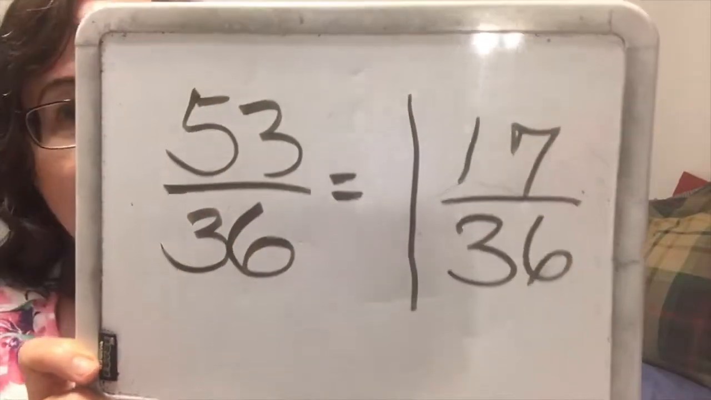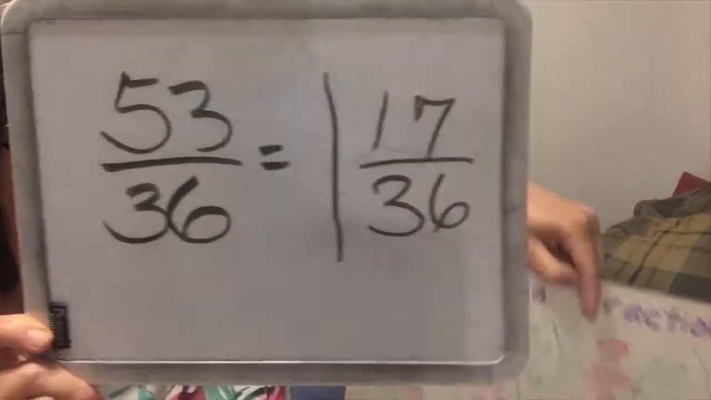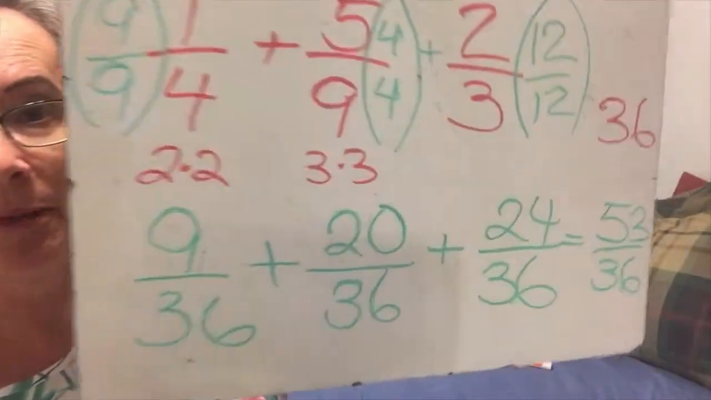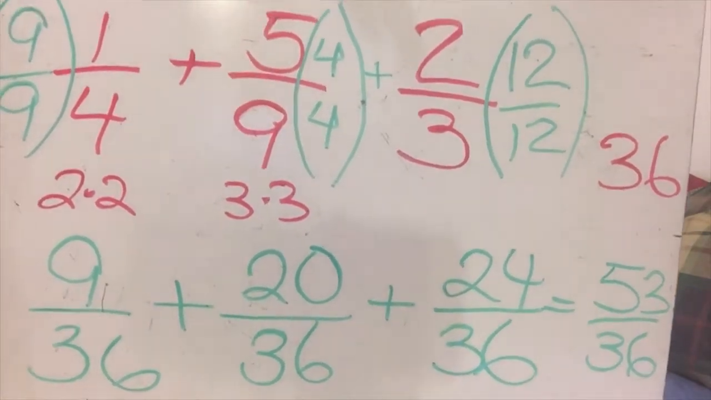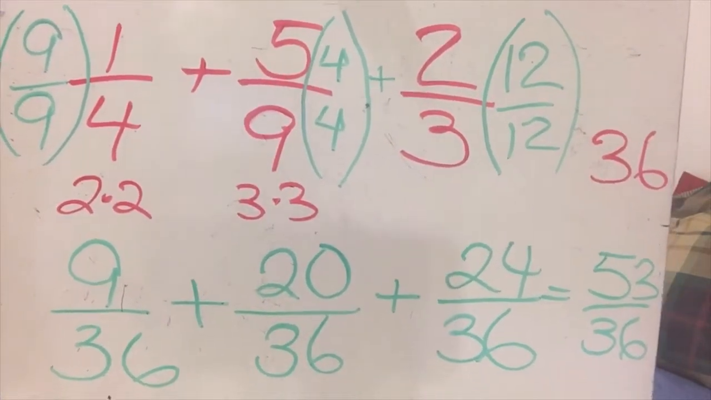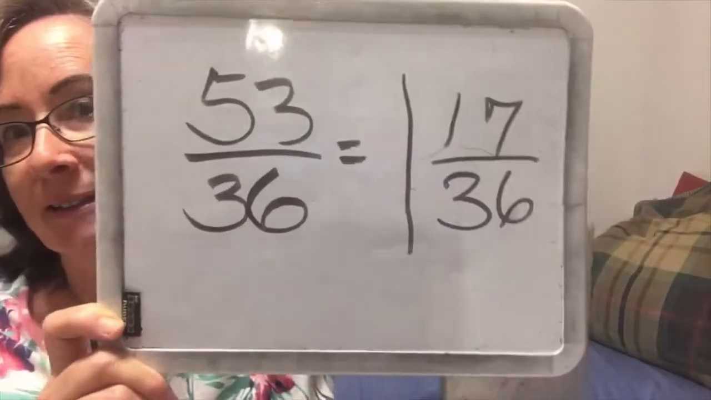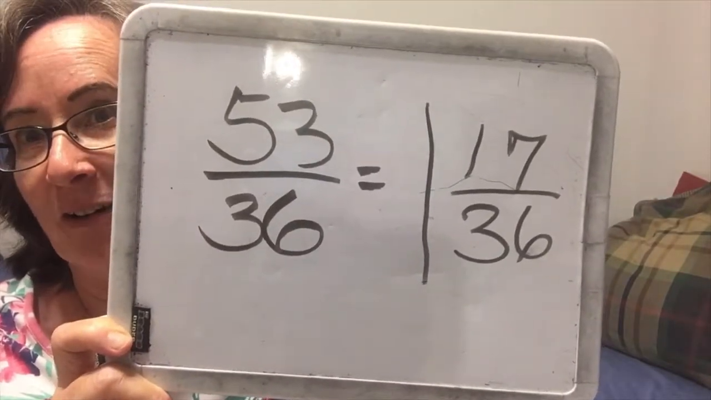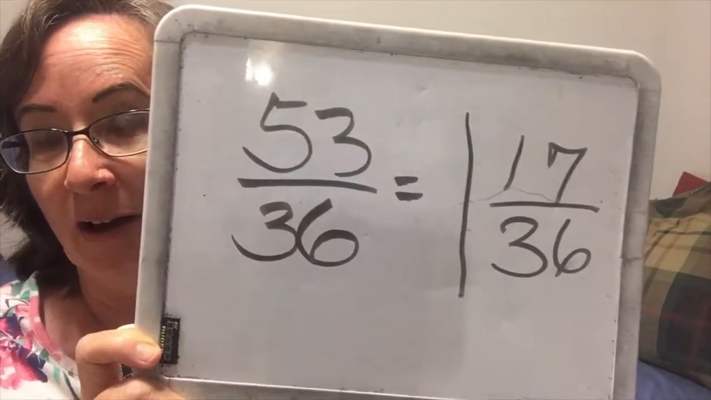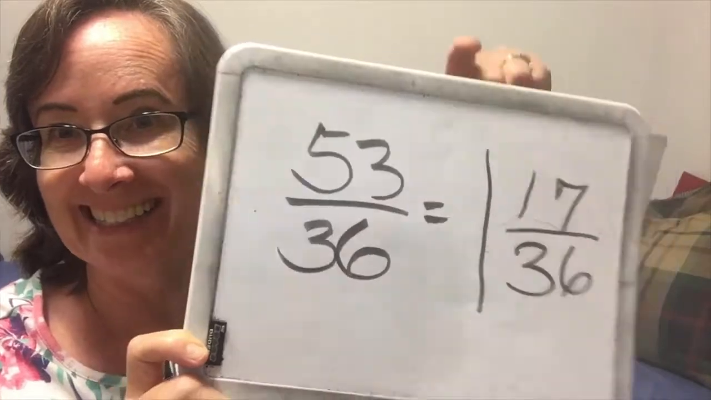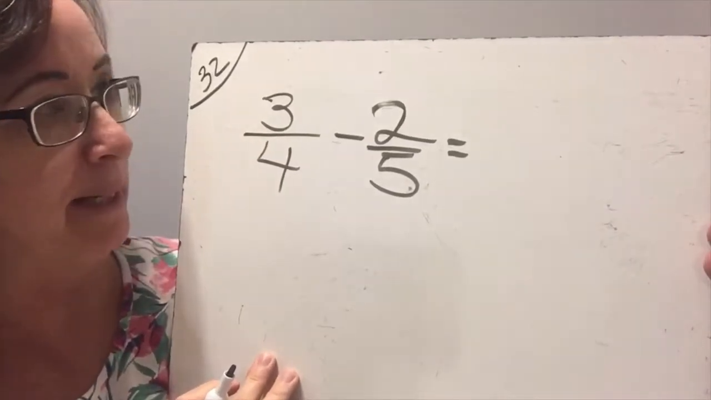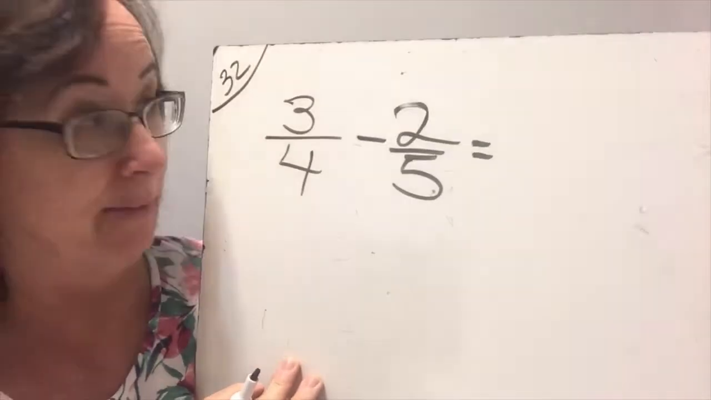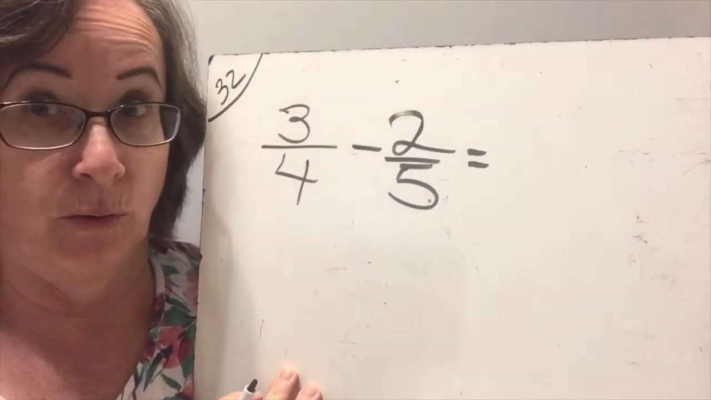So now the answer to this problem is, instead of 53 over 36, we're going to finalize that with 1 and 17 over 36. And now we are ready to start your practices. Okay, here's our practice A. So copy it down on your board and then pause your video.